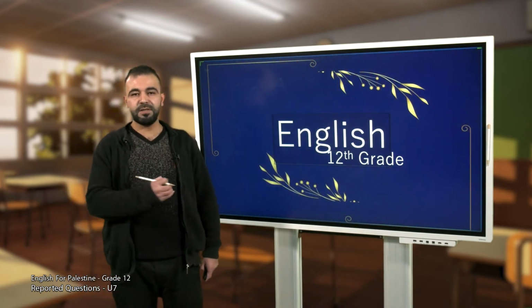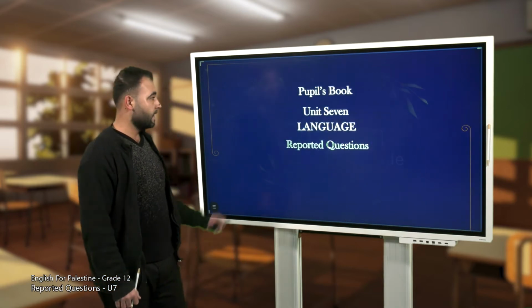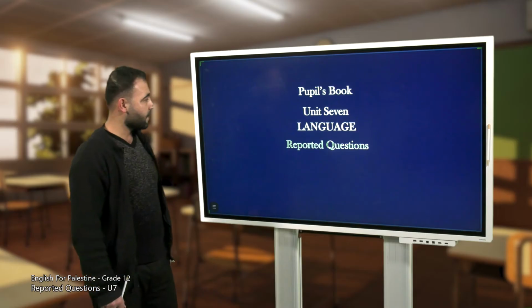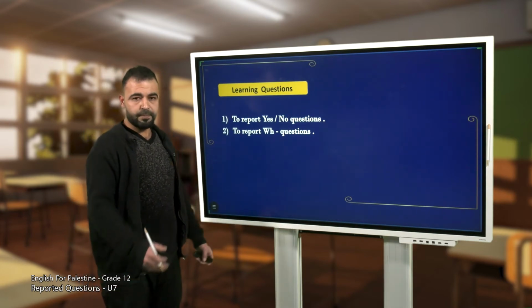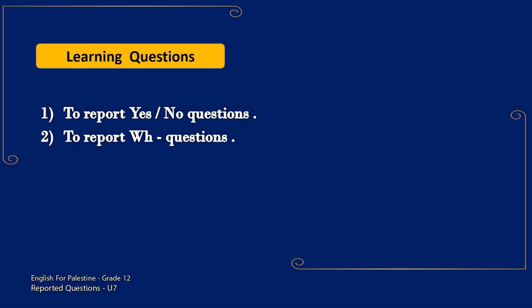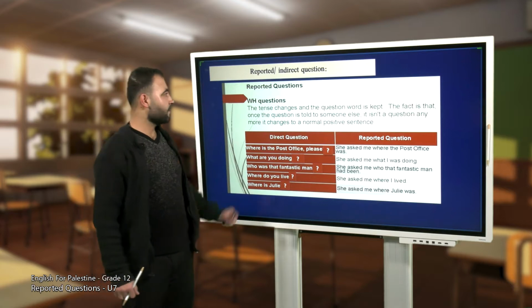Today we have an important structure in English, which is reported questions. It's in your pupils book, Unit 7, Language, reported questions. The learning objectives: by the end of this lesson, you will be able to report yes-no questions, and number 2, to report WH questions. Let's start with this table.